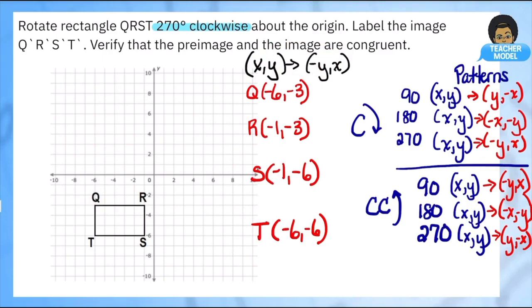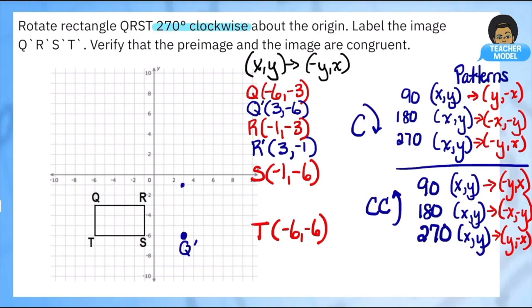All right, so let's jump in and try this one out. For Q prime, remember, I want the opposite. So instead of just turning this into a -3, I want its opposite to be +3. So +3, -6. Here is my first point. This is Q prime. Let's do R prime, which would be +3, -1.